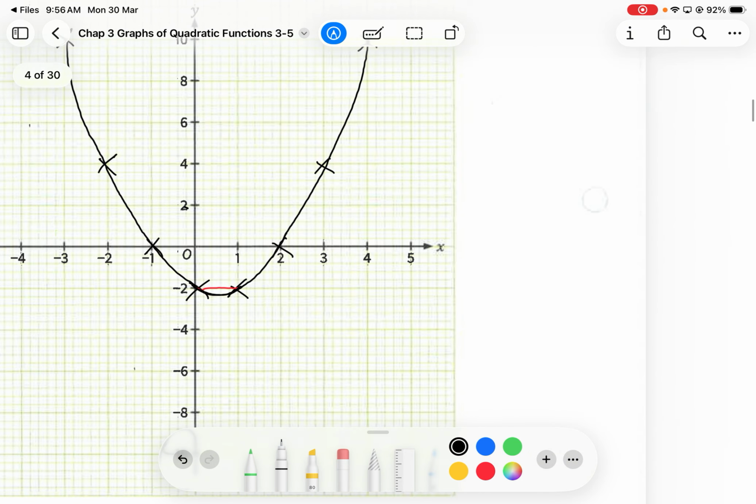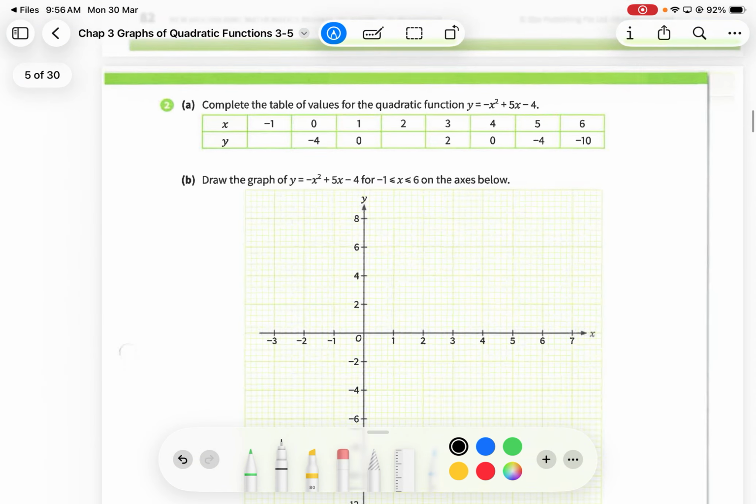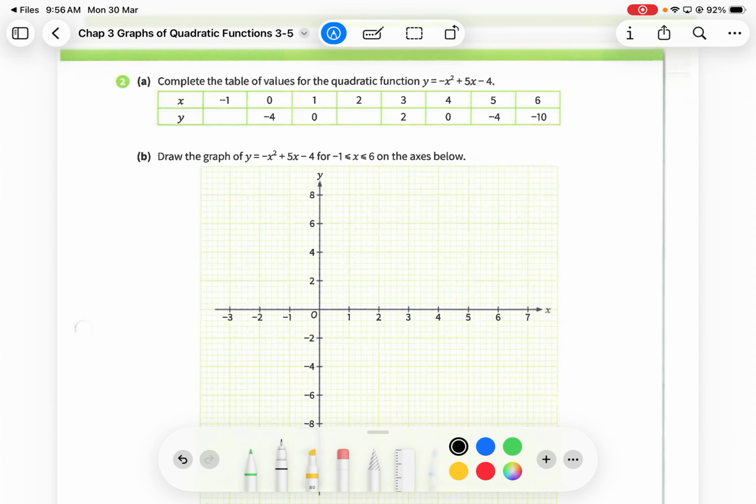Okay. Hey, you all practice with the next question also. Question 2. Practice the drawing part first. Later, then we answer the questions.